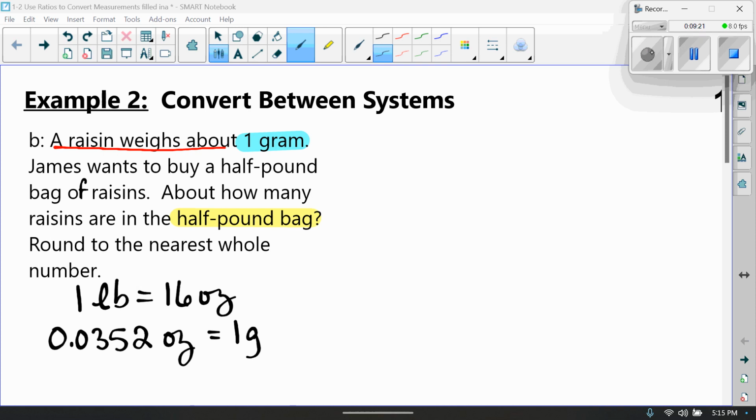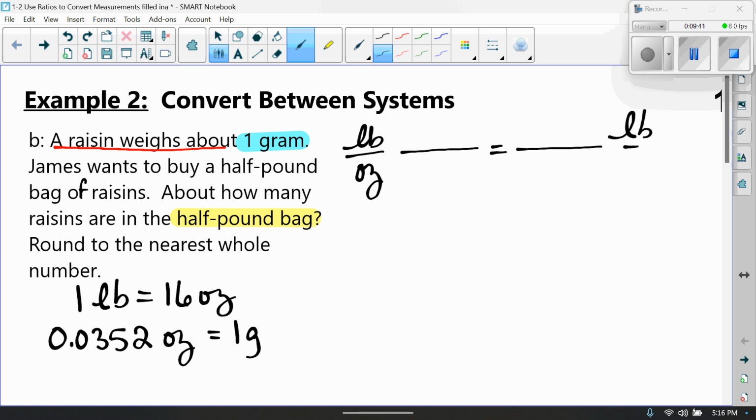All right, so here we have them written down. So we want to go from pounds to ounces first, okay? So we've got pounds to ounces.